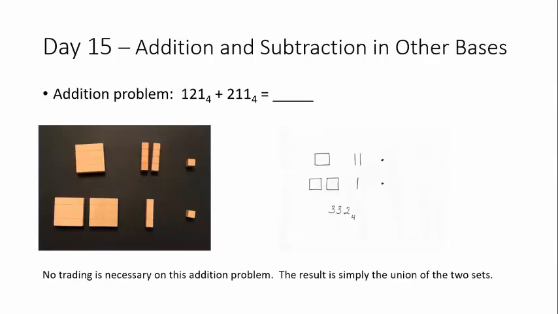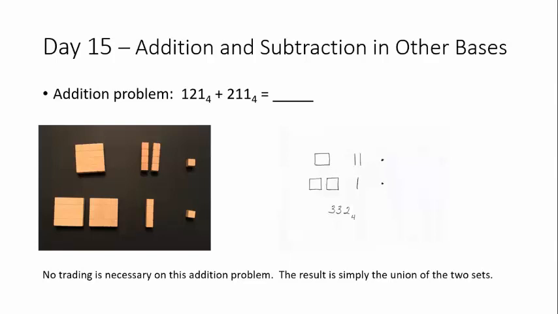Here's an addition problem. 121 base 4 plus 211 base 4. I have both the physical model and the representation as you would draw it. We simply build both addends. In the picture on the left, at the top, I've got 1 flat, 2 rods, and 1 unit. That represents the number 121 base 4. At the bottom, you'll see 2 flats, 1 rod, and 1 unit. That represents the number 211 base 4.